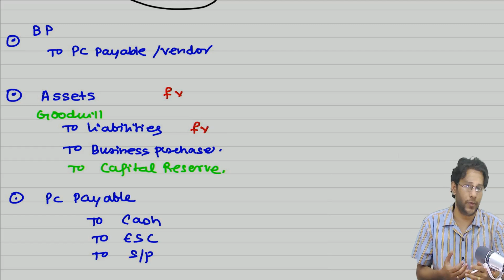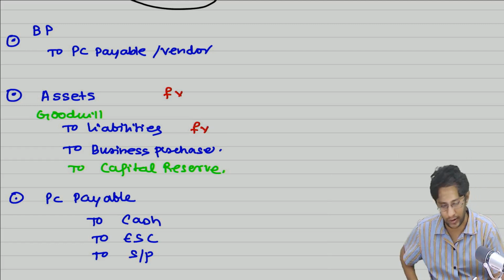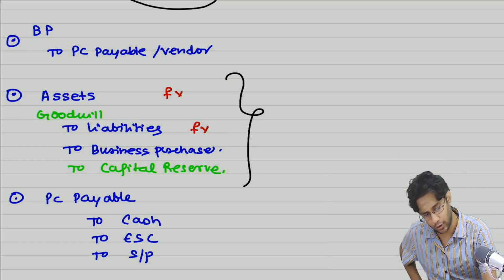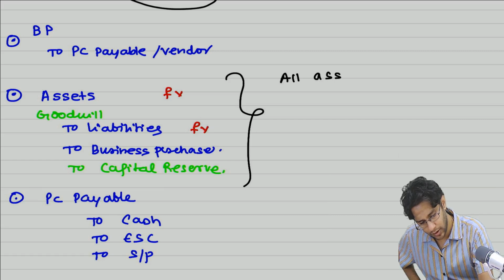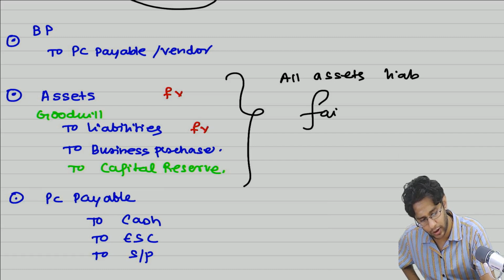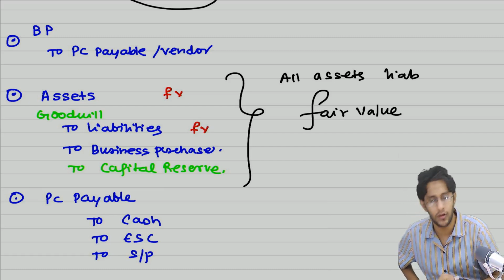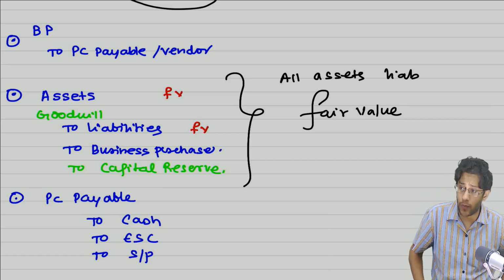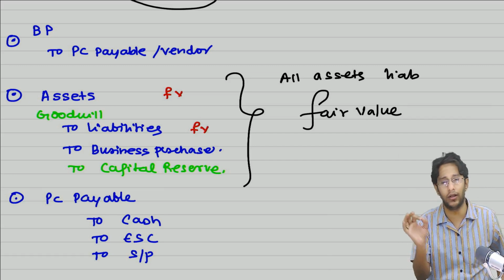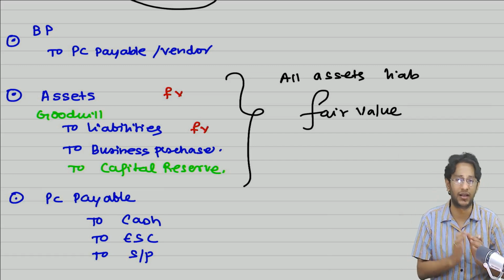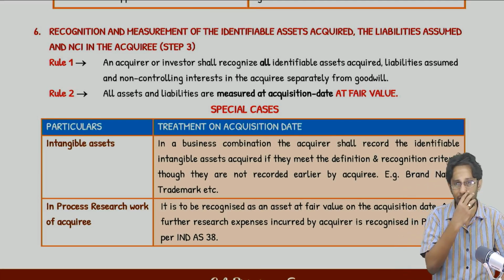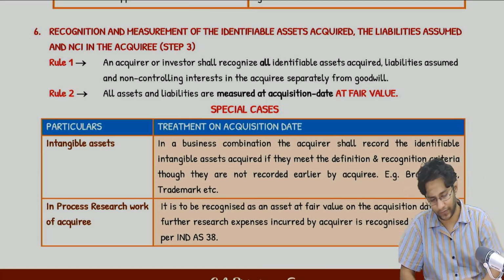Sir, in a business combination transaction, when I incorporate assets and liabilities, at what amount should the entry be recorded? The general rule is all assets and all liabilities should be recorded only at fair value. Fair value on which date? Fair value on the date of acquisition. So you have to record all the assets and all the liabilities at the acquisition date fair value. But there are certain exceptions and special cases where you will not use fair value, you will be using some other value. That we have to see.